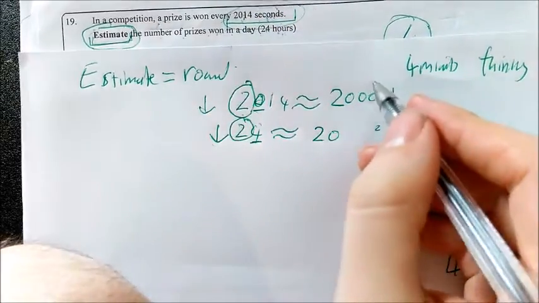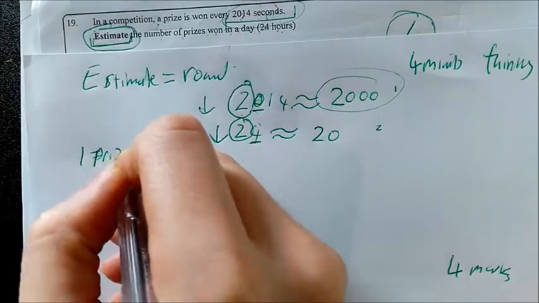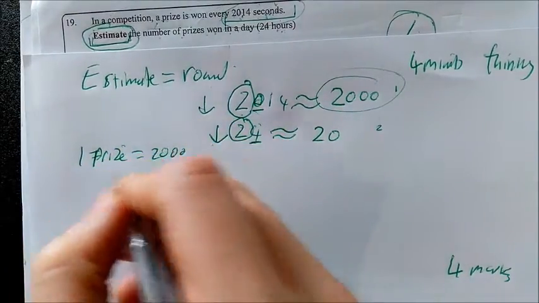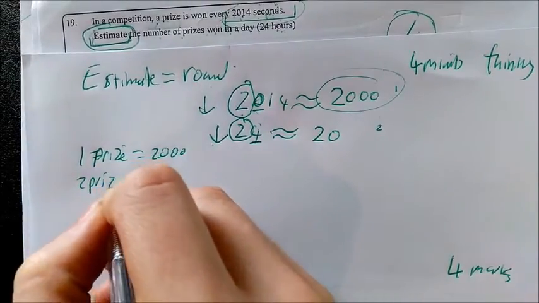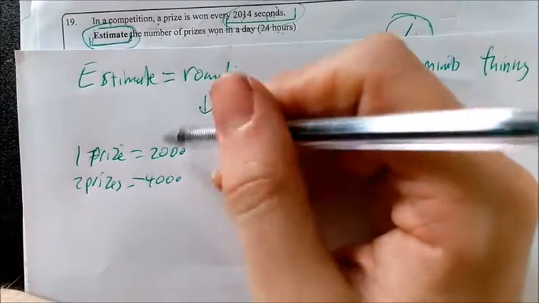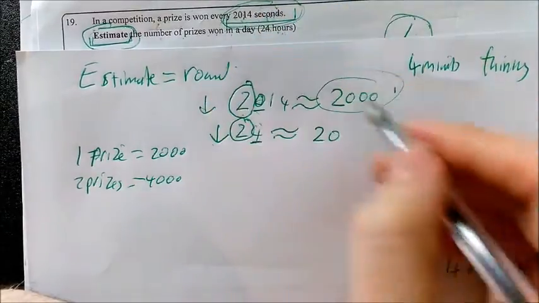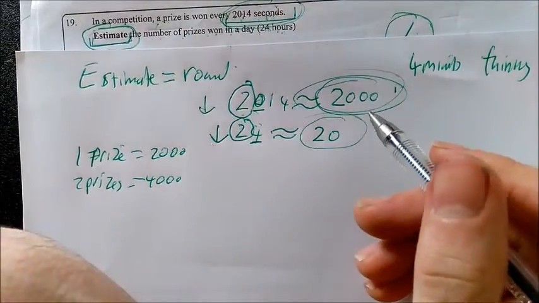Now, thinking about it, approximately 1 prize is won every 2,000 seconds, right? So that means every 4,000 seconds, 2 prizes are won. So if I wanted to work out how many prizes are won in 24 hours, I need to see how many lots of 2,000 seconds go into approximately 20 hours.